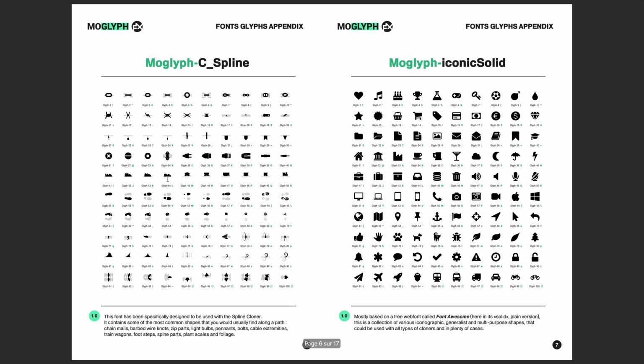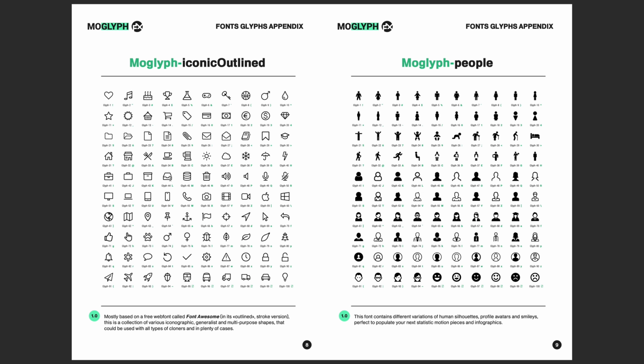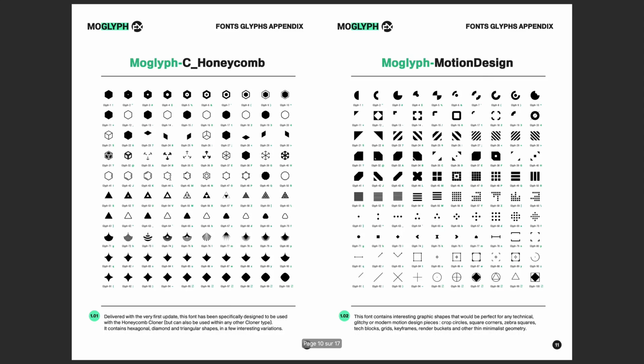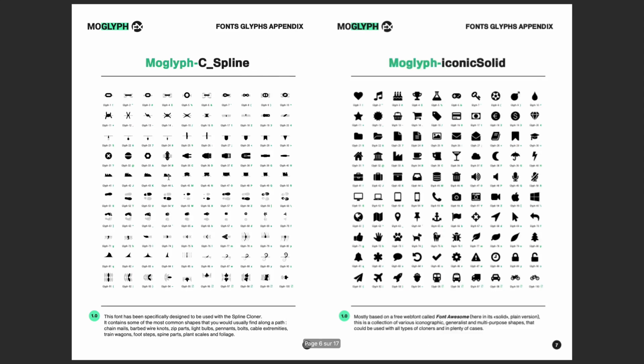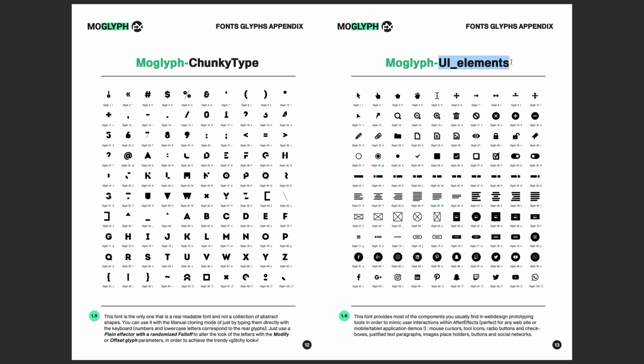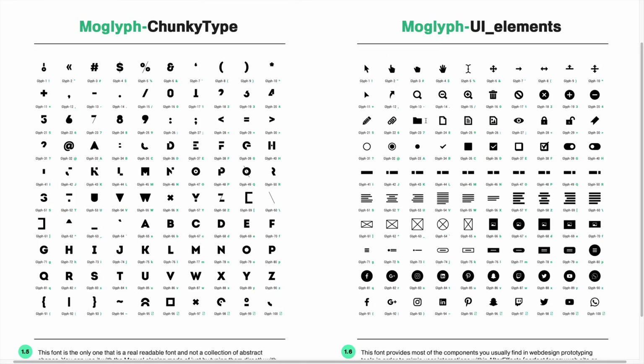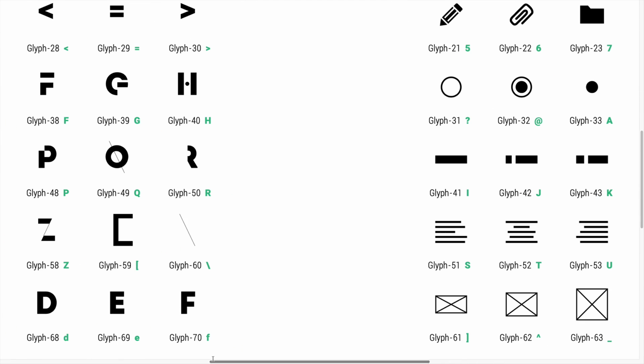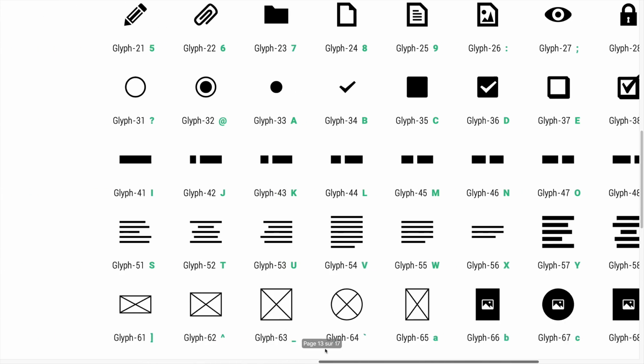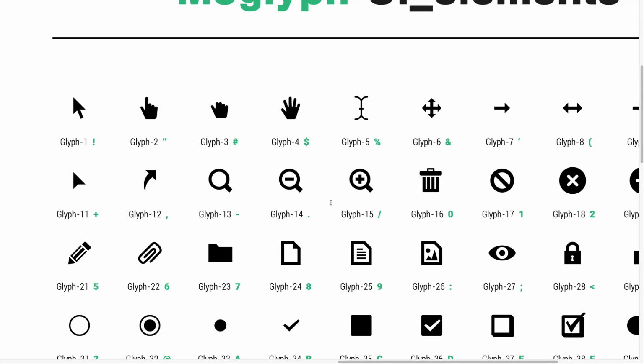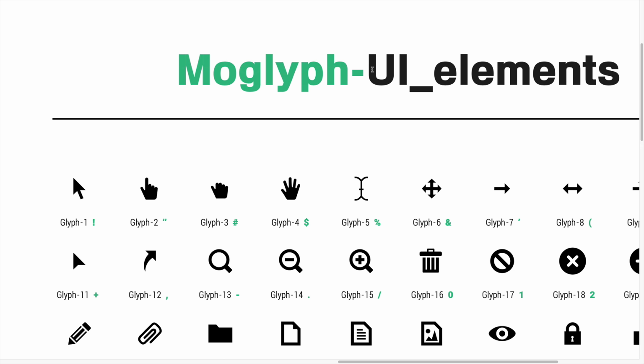What's great about this catalog is that if I choose the UI elements, for example, I can zoom in, and it's all vector shapes, so you can really zoom in and have these nice drawn shapes. So let's say you have to animate a website, for example, this is maybe the font you will use in Moglyph, right?